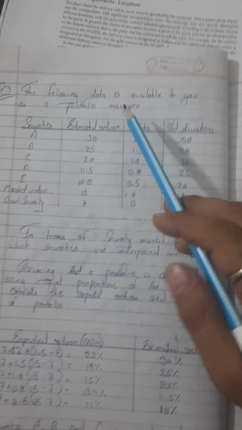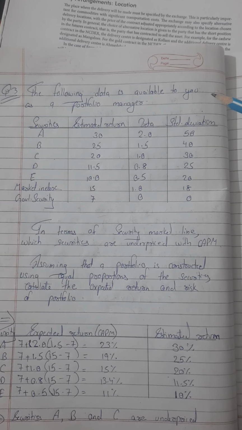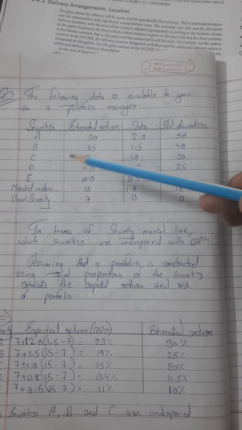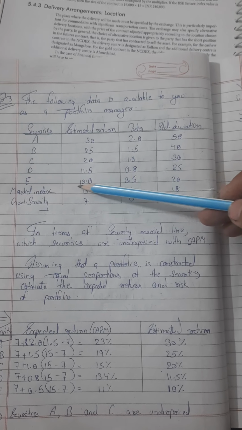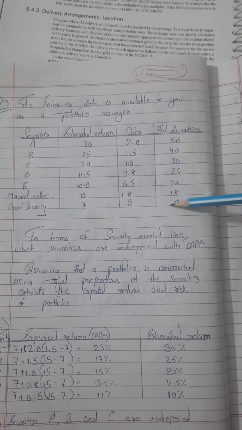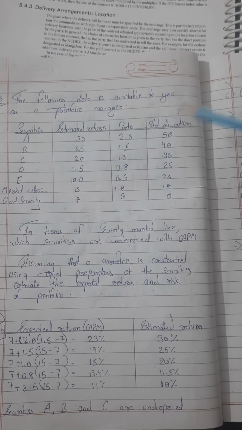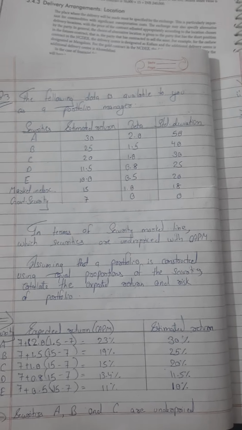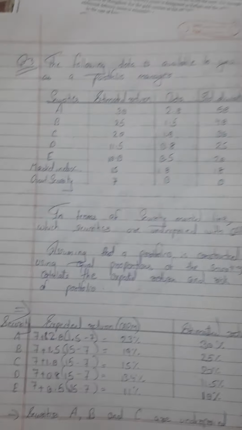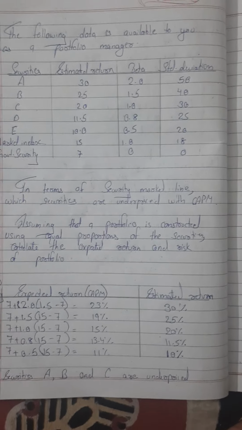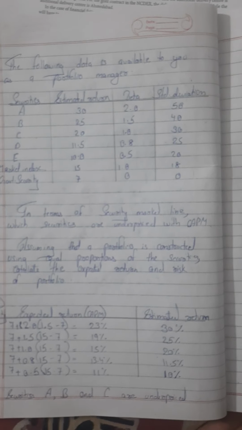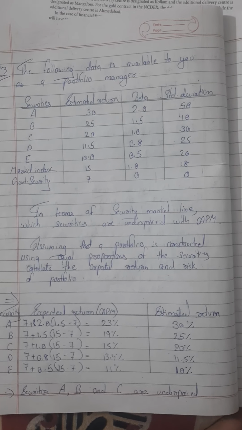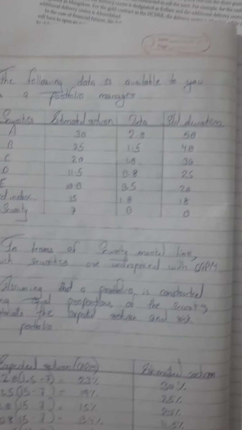Another question: the following data is available to you as a portfolio manager. Five securities are given, market indexes are given, and government security rates are also given. Here for government security rates, standard deviation is not present and beta is also not present. Why? Because government securities are always safe, they do not possess any risk. Hence the risk factors, standard deviation and beta, both will be 0 for government securities. Hence we will consider the risk-free rate as the government security rate here.